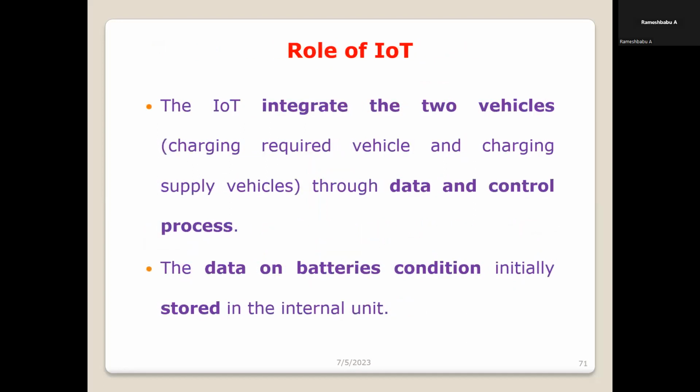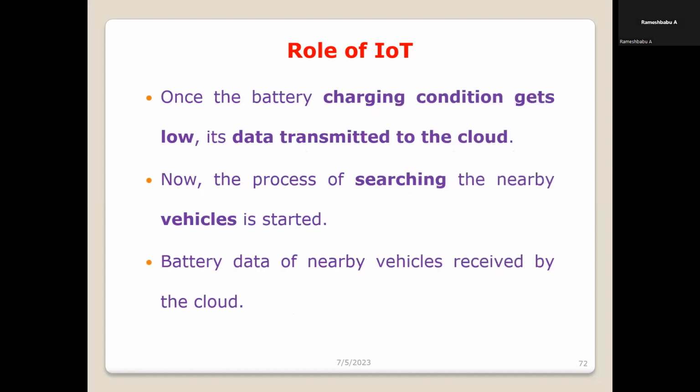So mainly the IoT role is to integrate the two vehicles, that is the charging-required vehicle and the charging-supply vehicle, through data and control processes. The data on battery conditions is initially stored in the internal unit. Once the battery charge gets low, the data is transmitted to the cloud, and the process of searching for nearby vehicles is started. The battery data is received by the cloud.